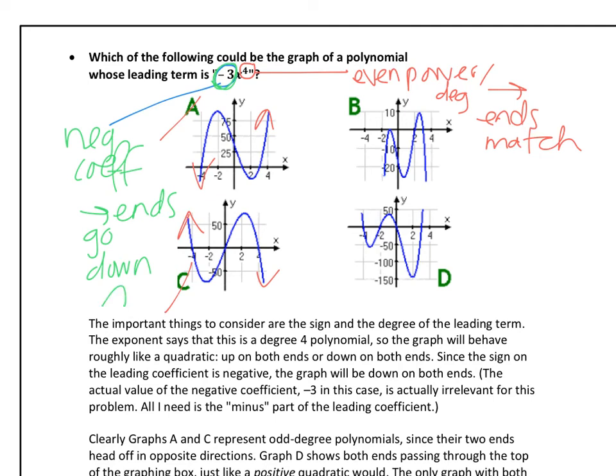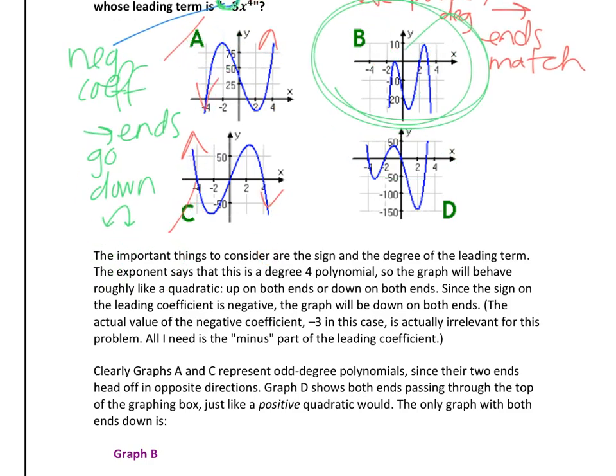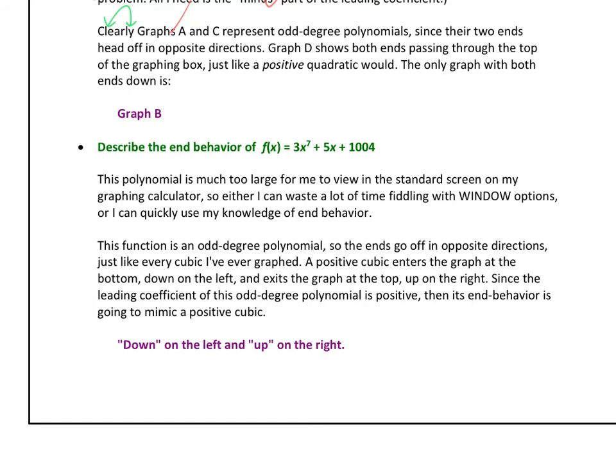So essentially it's this graph, but it might have more loops to it because it's a higher power, a higher degree, which means that we should be choosing choice B here. And that is all explained in the paragraph below, where it says the important things to consider are... So you can read through that one more time if you are struggling to understand why we chose choice B. In this next part, it said to describe the end behavior when we have this function.